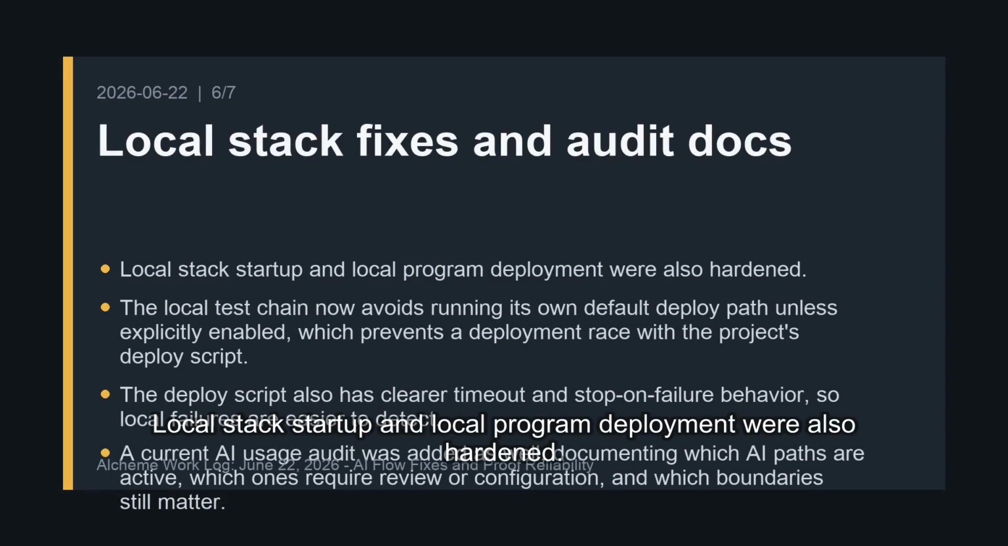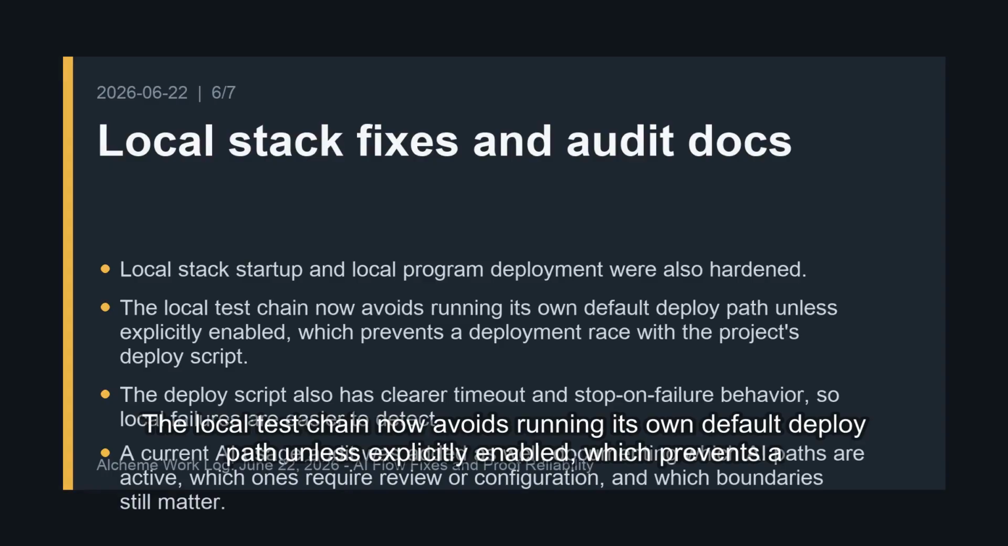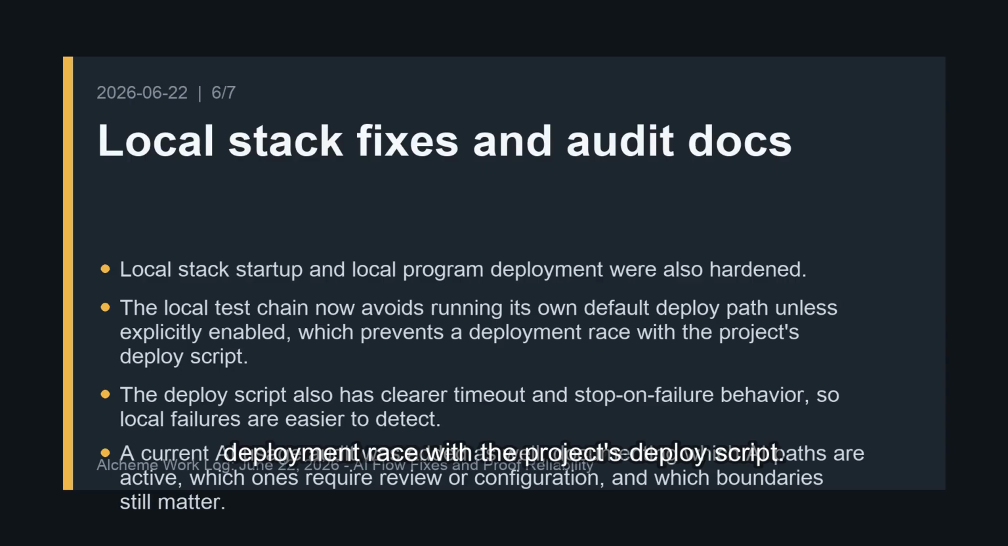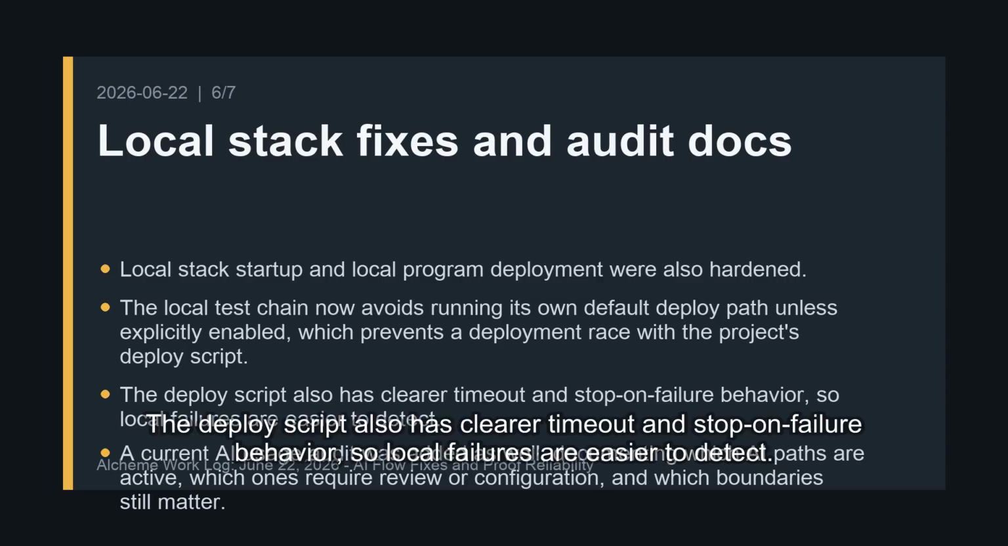Local stack startup and local program deployment were also hardened. The local test chain now avoids running its own default deploy path unless explicitly enabled, which prevents a deployment race with the project's deploy script. The deploy script also has clearer timeout and stop-on failure behavior, so local failures are easier to detect.